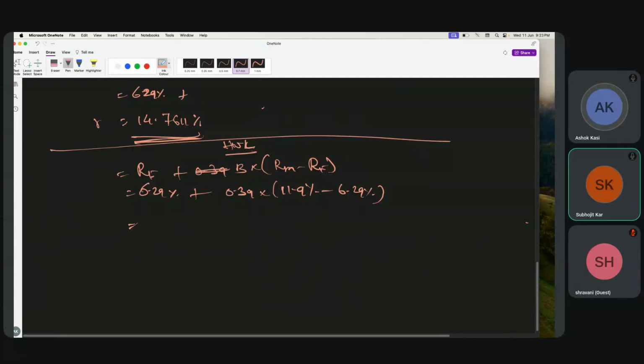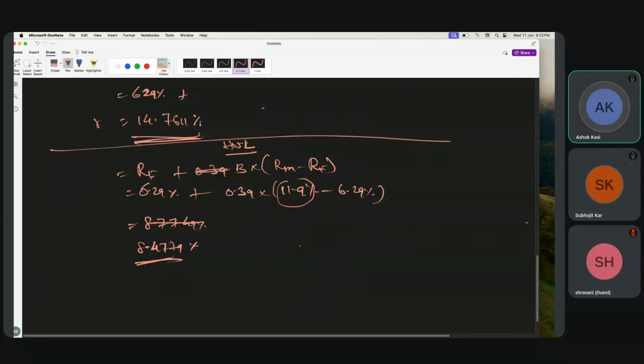8.4779. Yeah, fine. Done. So even though the market is giving 11.9, you should expect only 8.4 from Hindustan Unilever because its beta is less. That means its risk in comparison to the market is less.